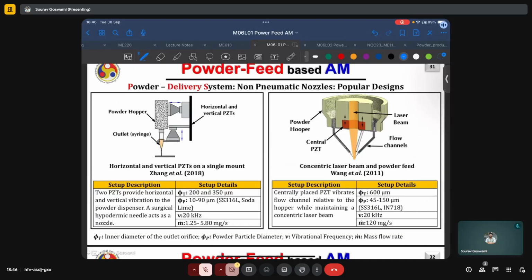The tube diameter in this case is 600 micrometers. Powder particles can vary in size from 45 to 150 micrometers. Materials such as 316L stainless steel and the nickel superalloy Inconel 718 have been printed using this process. The vibration frequency can be as high as 20 kilohertz, and the powder flow rate, again, much higher at 120 milligrams per second, or 0.1 gram per second.